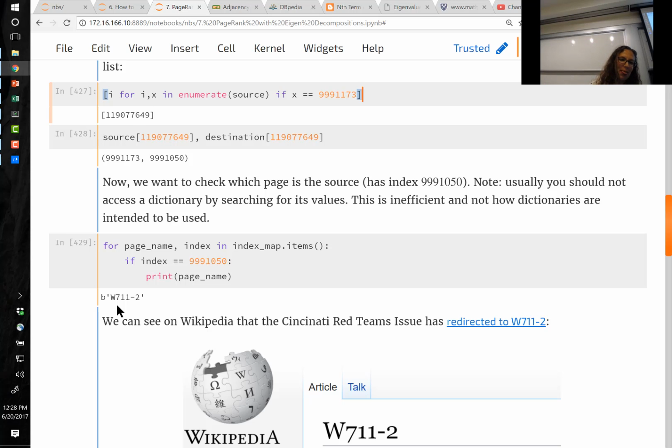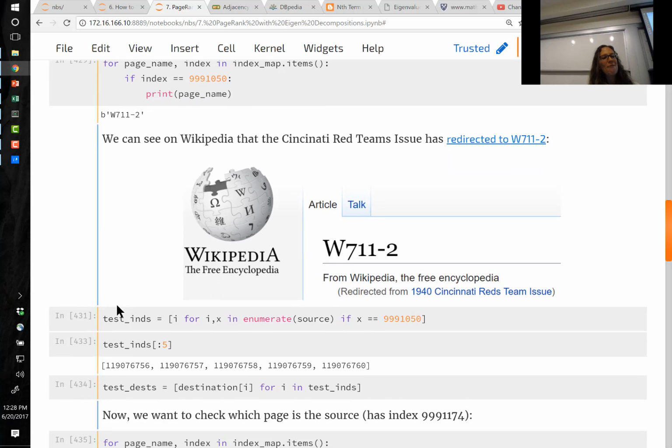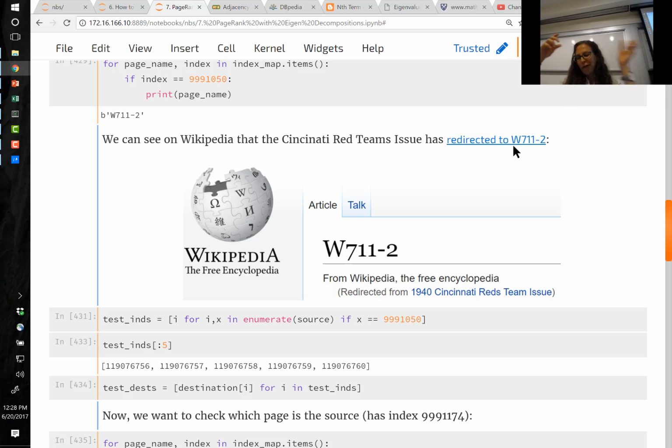But I went to Wikipedia and looked up Cincinnati Reds team issue, and it redirected me to W711-2. So that's showing that our data is representing what we want, and we can get information from it. Although it does involve having to search for where the index appears in source, and then what that corresponds to in destination. And this is all talking about a pack of baseball cards, if you are wondering.